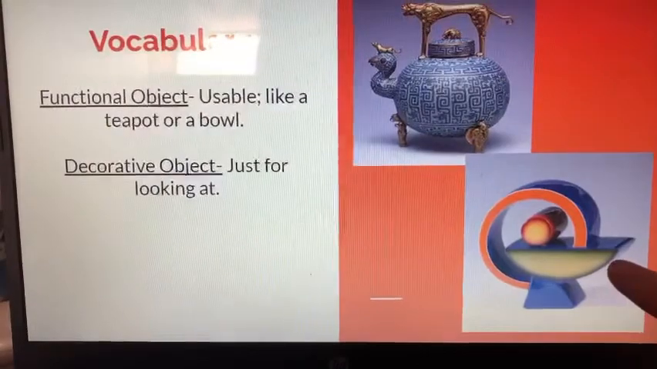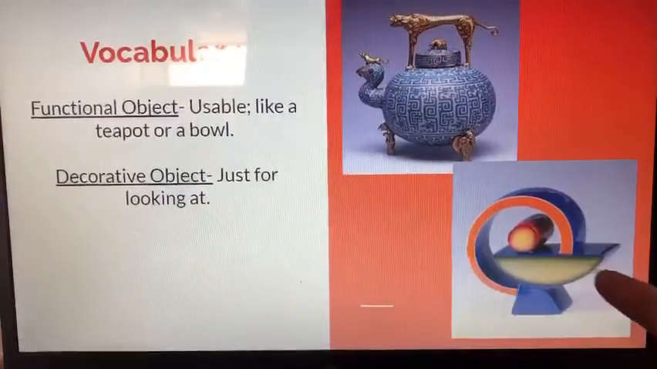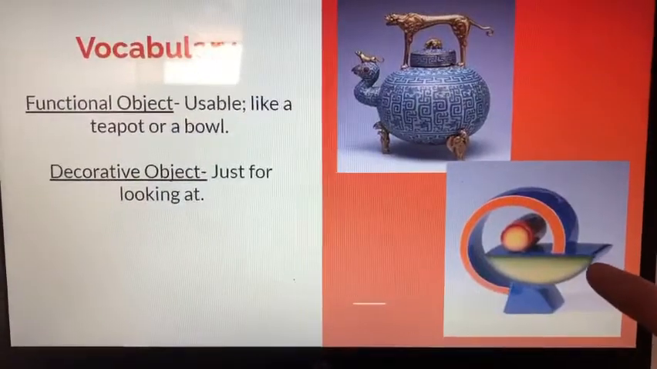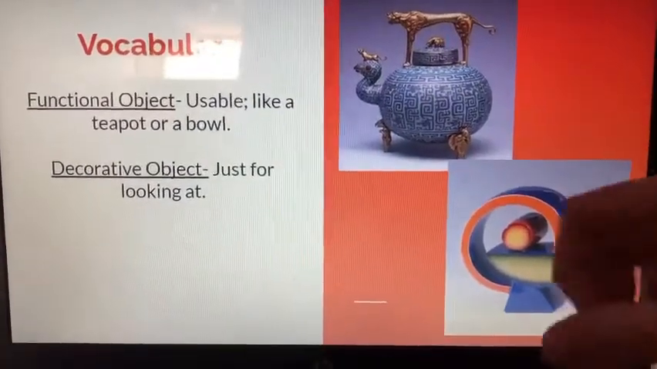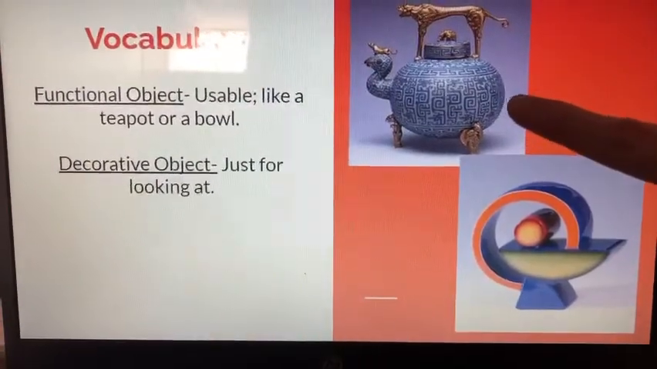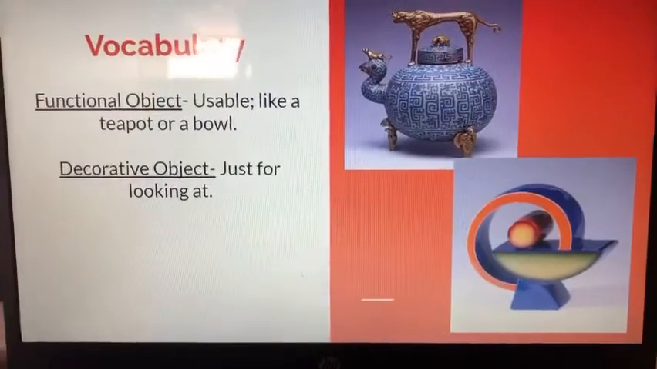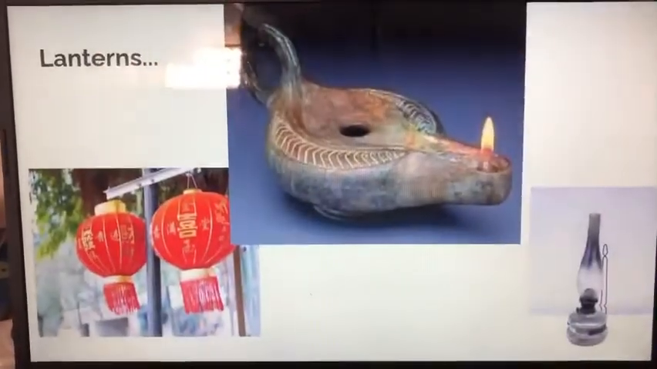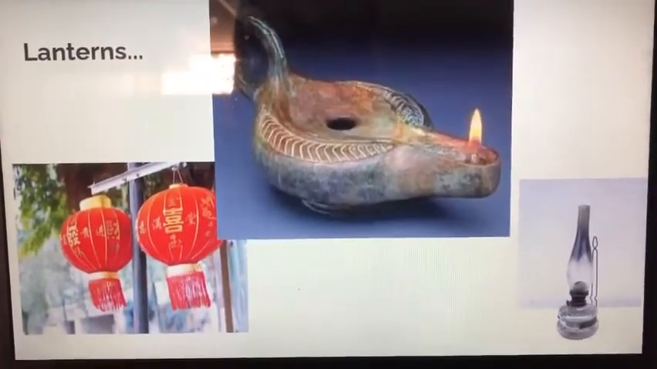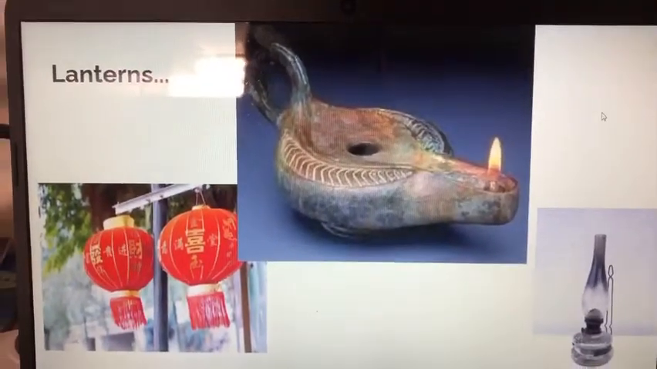This is a teapot as well, but it is only for decoration. It's not going to be very usable, and it doesn't have any function. When you try to pour it, it's going to keep falling. So sometimes with art, we can use it because it has a function. Sometimes it's just to look at, and it's just decorative. So why are we talking about that? We're going to talk about lanterns, because lanterns can be functioning or decorative.